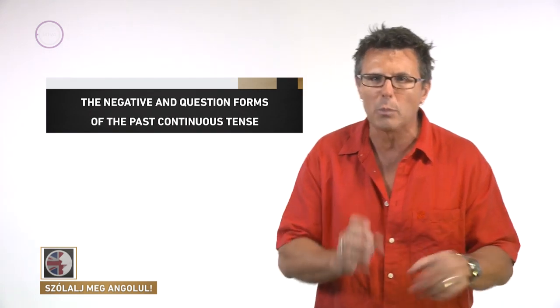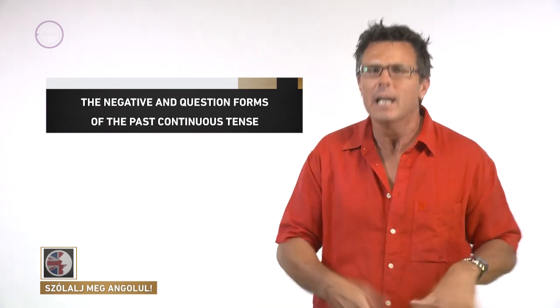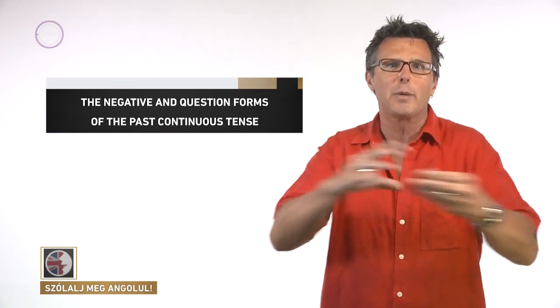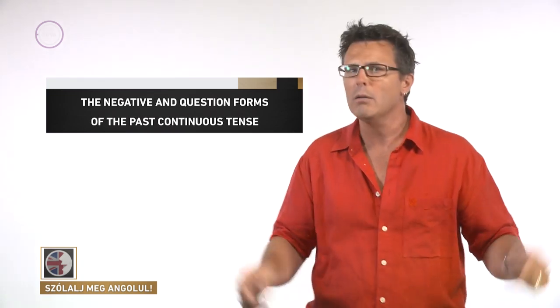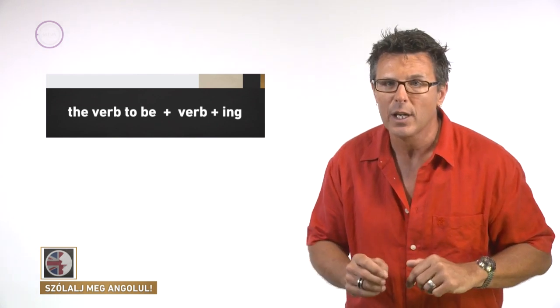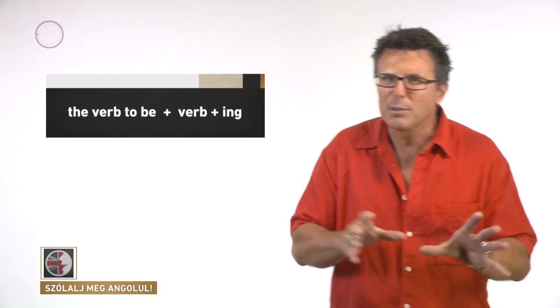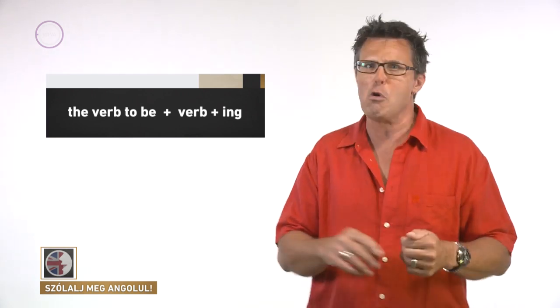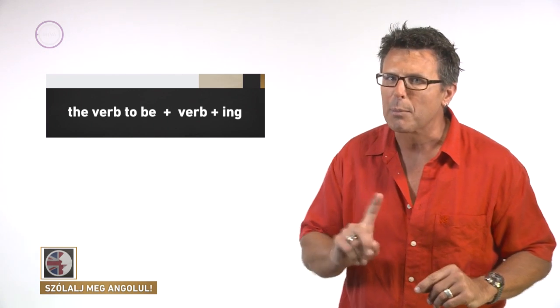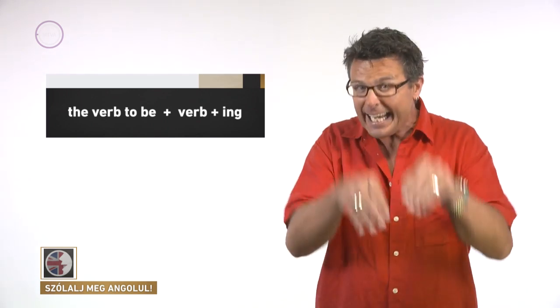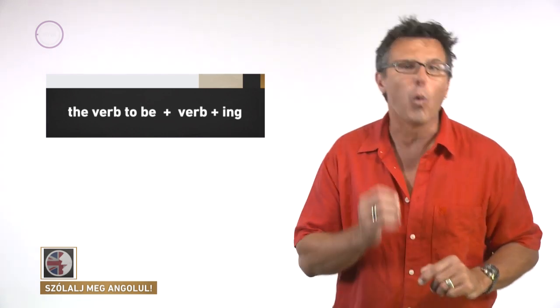So, let's get started on today. Let's have a look at the negative and question forms of the past continuous tense in English. Now, first things first, how do we form, how do we construct the past continuous tense? Well, we need two things, don't we? Yes, that's right. We need the verb to be and the ing form of a verb. Okay, but which form of the verb to be do we need? Is it the present simple form? No, that's right. It's not the present simple form of the verb to be that we need here. Here, to make the past continuous tense, we need was and were. And which form of the verb to be are they? Yes, that's right. Was and were are the past simple forms of the verb to be.